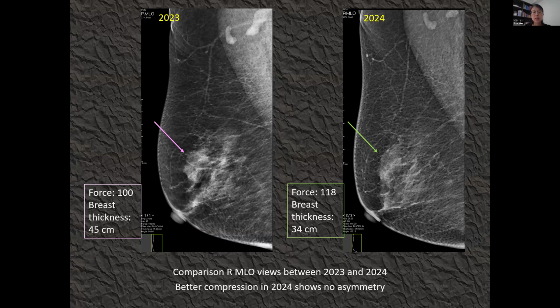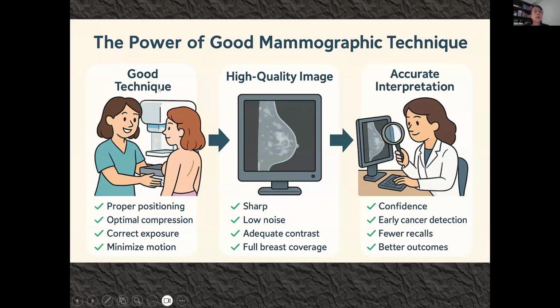So I showed this case to demonstrate the importance of adequate and optimal compression. This can help to reduce false positives, reduce the recall rate, and reduce patient anxiety. So a good mammographic technique is very important: the proper positioning with optimal compression. This helps to reduce blurring artifact, results in a high quality image, and therefore will set the stage for accurate interpretation with fewer recalls and better outcomes.